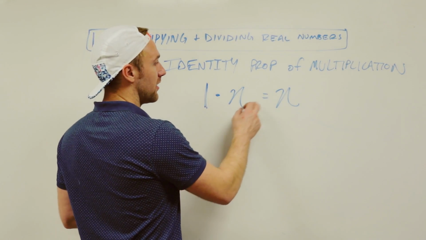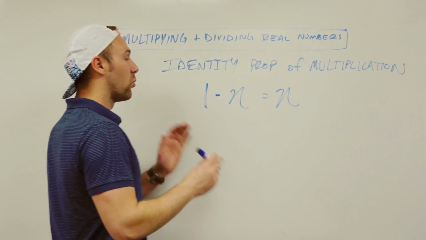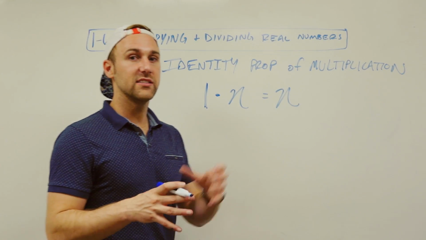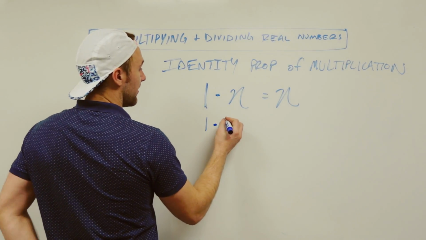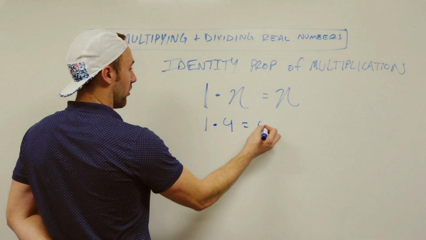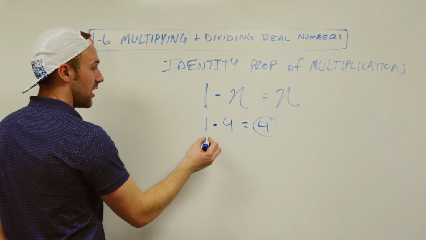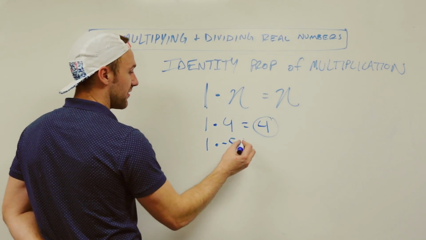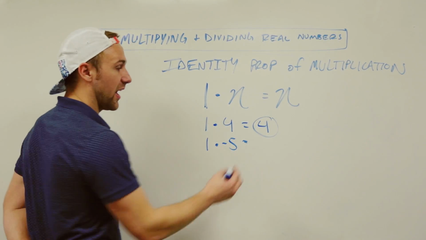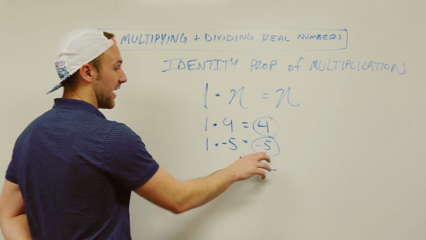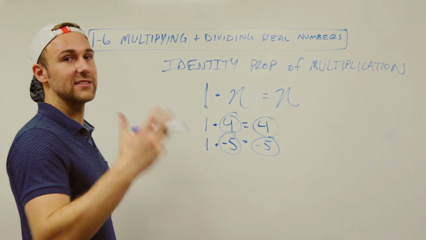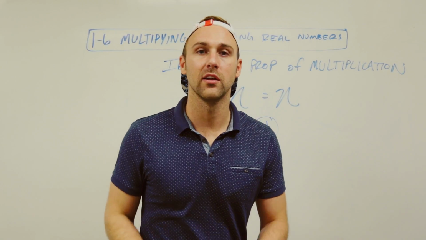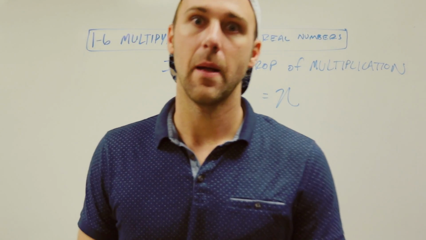1 times n equals n. That means 1 times any number is going to equal itself. So 1 times 4 is going to equal 4 every time. 1 times -5? Oh, well, that's different because that's a negative. No, it's not different. It's still going to be -5. Anything times 1 is going to be itself. A billion times 1 is a billion.